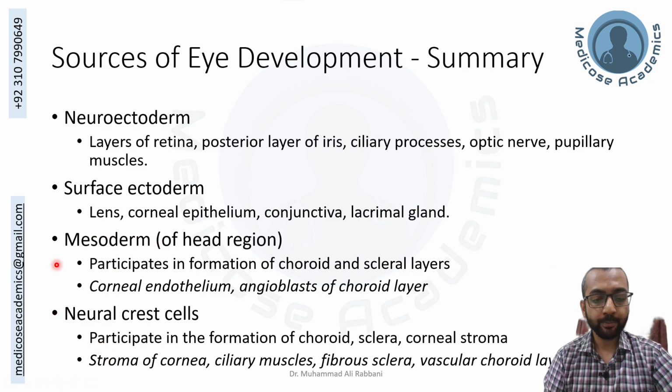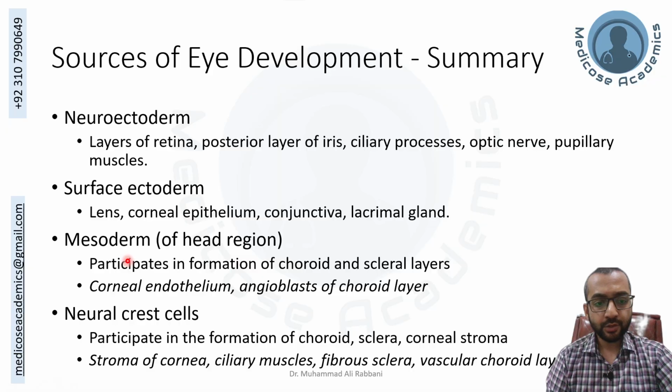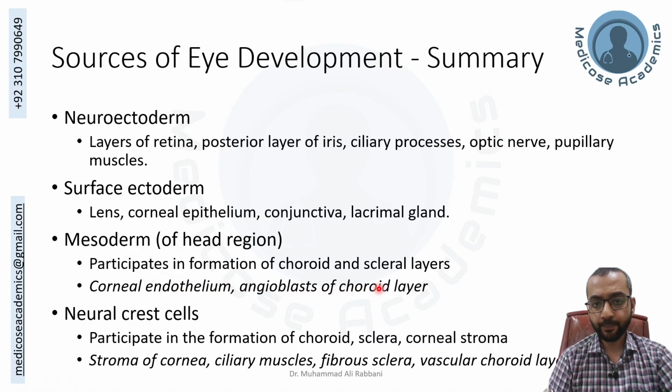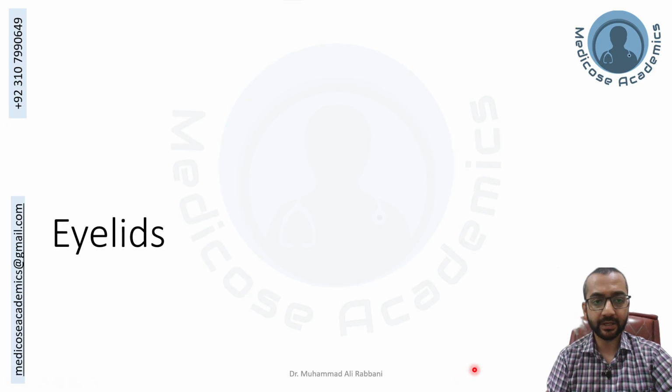Mesoderm and neural crest cells, you can combine both these headings under mesenchyme, but I'm quoting Larsen's embryology here. So both are responsible for making the choroid and scleral layer. According to Larsen's embryology, the mesoderm is responsible for making the corneal endothelium and angioblasts of the choroidal layer, and neural crest is responsible for making the corneal stroma, ciliary muscles, fibrous sclera, and vascular choroidal layer.